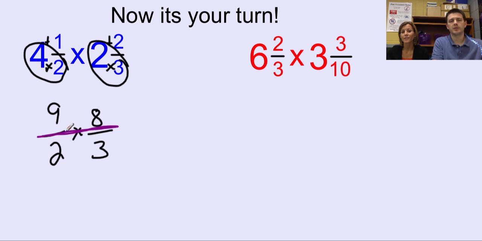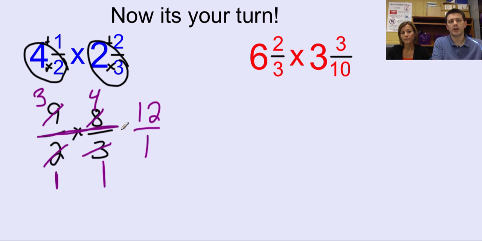Now I cross simplify. 3 and 9 have a common factor of 3. 9 divided by 3 is 3. 3 divided by 3 is 1. 2 and 8 have a common factor of 2. So 2 divided by 2 is 1. 8 divided by 2 is 4. So I've divided out all that I can. Now I go ahead and multiply. 3 times 4 is 12. 1 times 1 is 1.